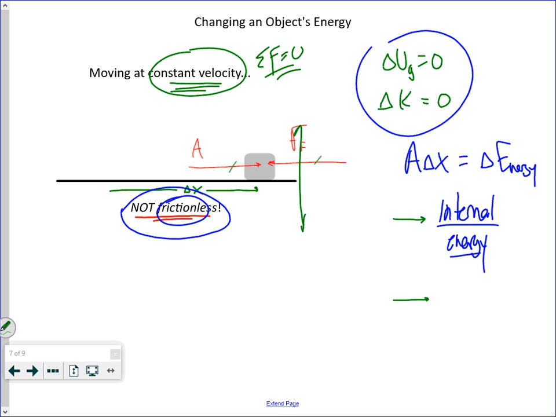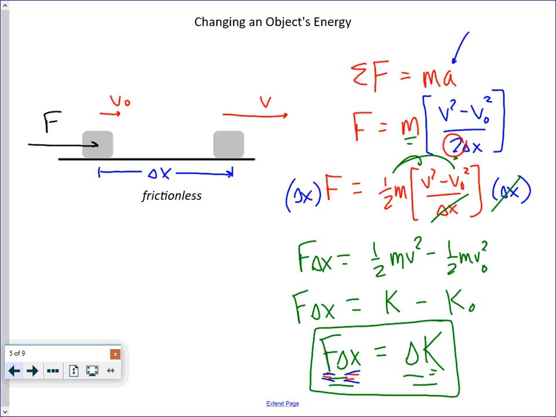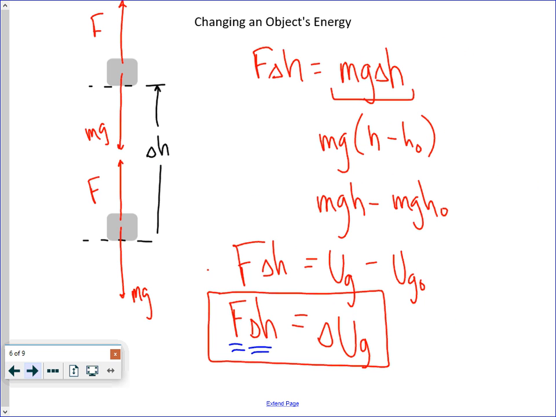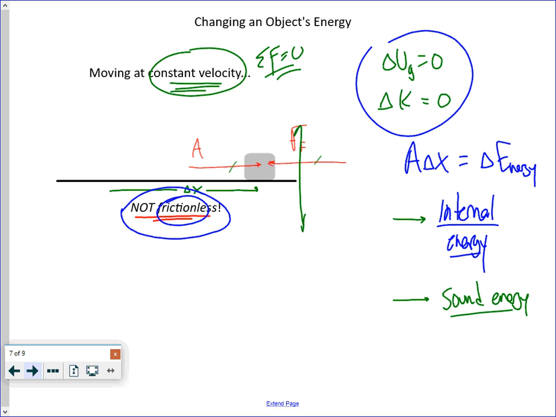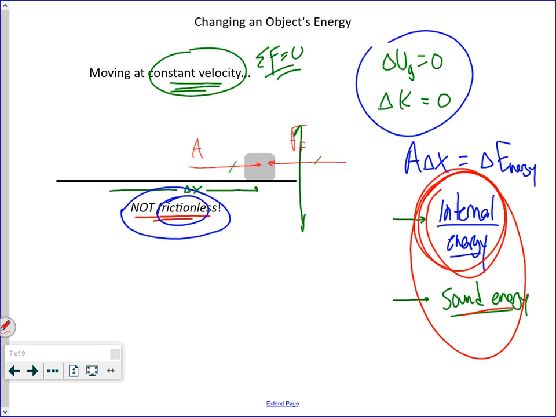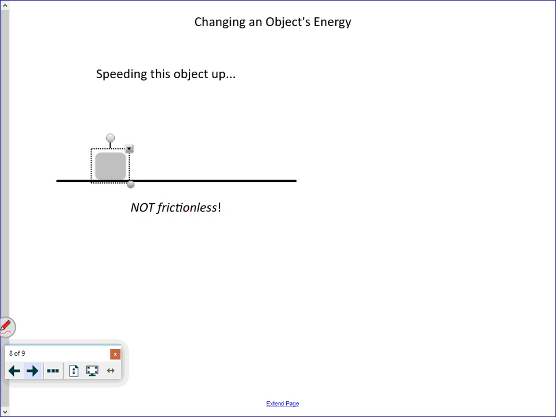Or you know what else happens when this thing moves? Can you hear that? Well, we've turned some kinetic energy into sound energy. So applying a force through some distance in some cases can change kinetic energy, in some cases can change gravitational potential energy. In some cases, neither one of those change, but there are energy transformations that take place. You're really only going to ever see this in questions, but this clearly happens when things rub against each other, friction.